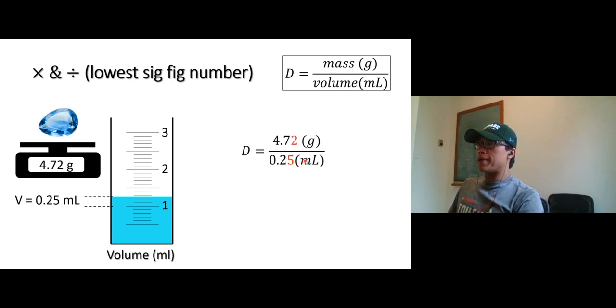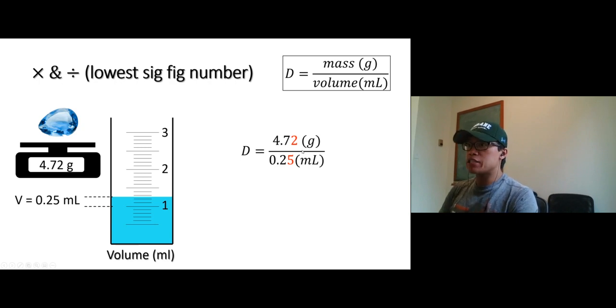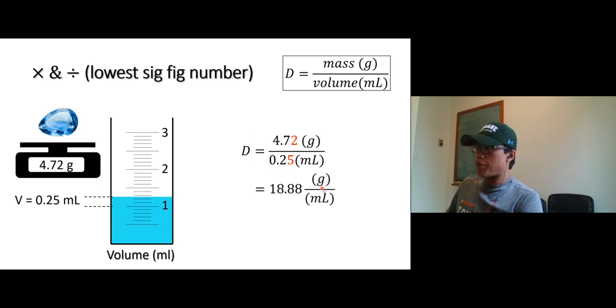That's it. Now, I'm sure you can use a calculator on this, but I want to show you an example of how to do multiplication and division involving significant figures. Start with the mass. How many sig figs are there? 1, 2, 3. So 3 sig figs.